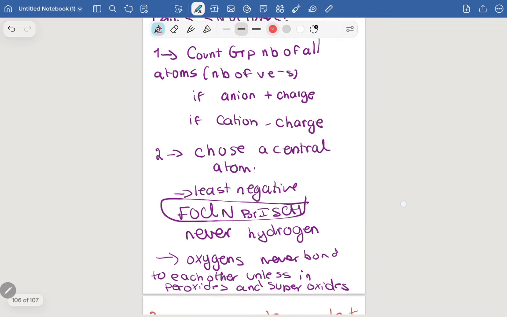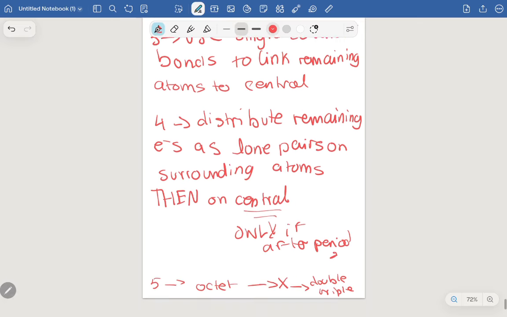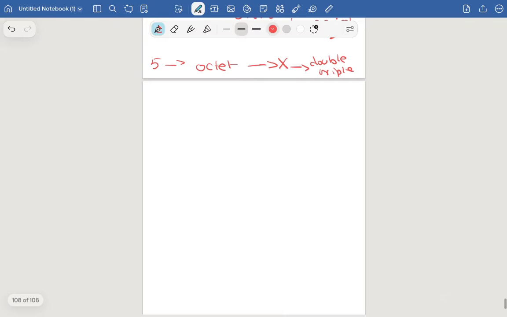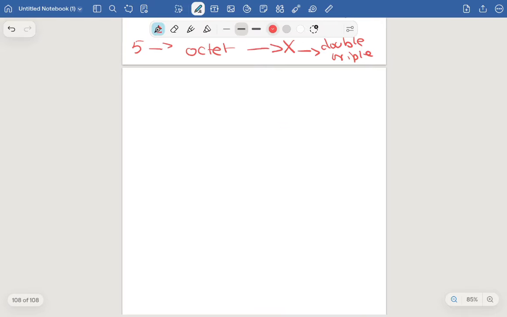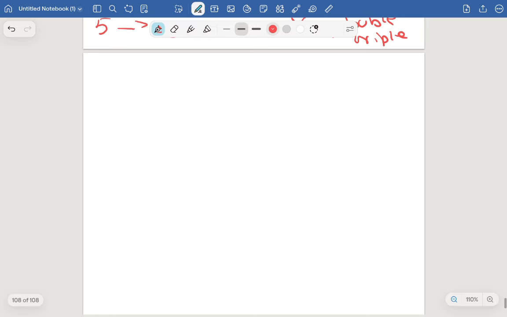So for example, let's say that we want to draw carbon dioxide. This is just an example, right? So the very first thing that we start with based on the rule is to count the group number of all atoms. So carbon is in which group? It's in group 4. Plus oxygen is in which group? It's group 6, and we have 2 oxygens, so 6 times 2. And we don't have any charge, so this is gonna be equal to what?